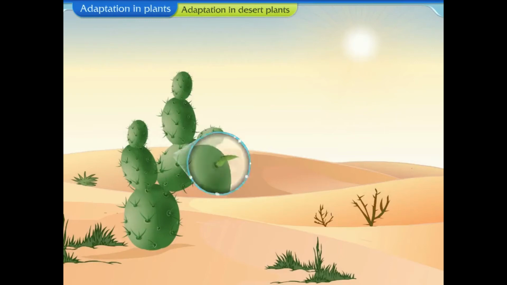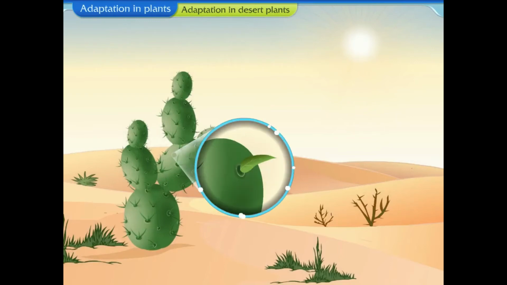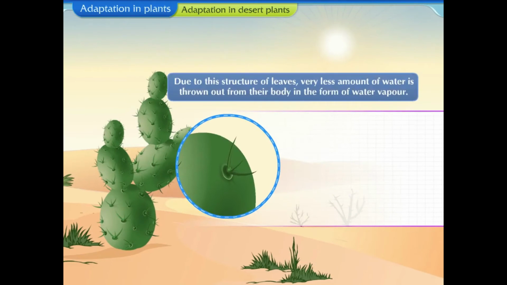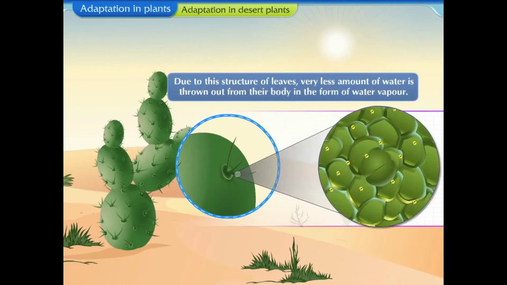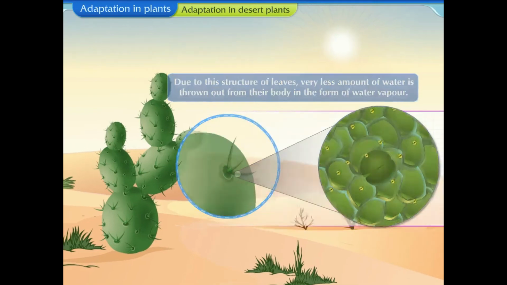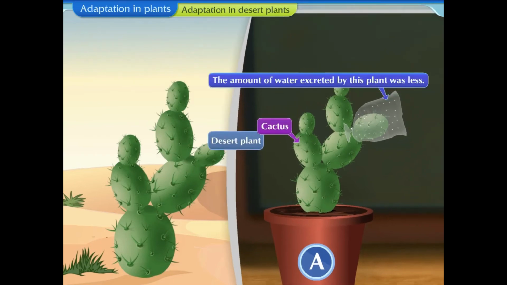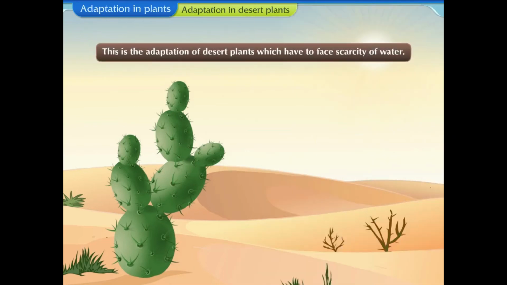Desert plants do not have leaves, or the leaves are in the form of small needles or have been modified into thorns. Due to this structure of leaves, very less amount of water is thrown out from their body in the form of water vapor. The potted plant labeled A in the activity was cactus. It is a desert plant. Thus, the amount of water excreted by this plant was less. This is the adaptation of desert plants which have to face scarcity of water.